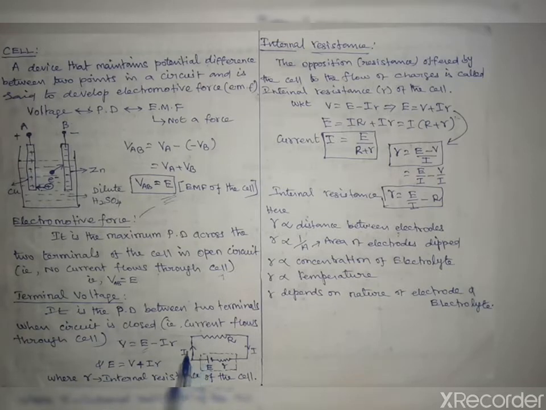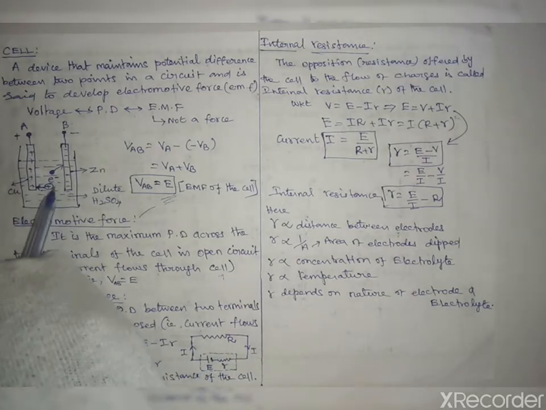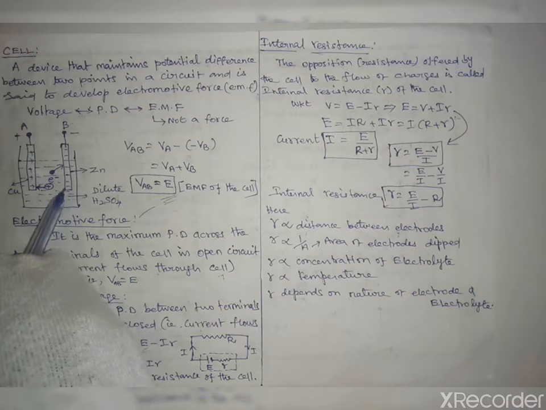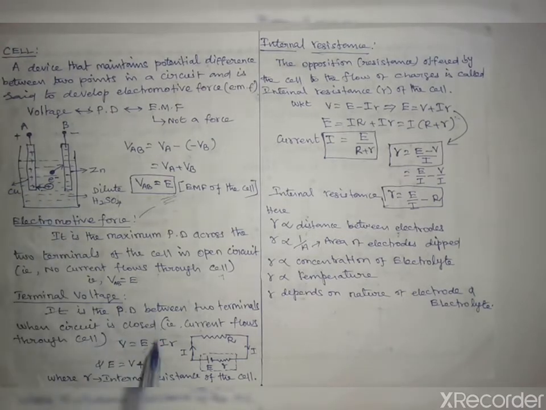Usually positive current flows from the positive terminal to the negative terminal in the external circuit, but inside the cell, current, that is positive charges, will flow in the direction from the negative terminal to the positive terminal. So we have taken minus Ir. So at the same time, the EMF equals V plus Ir, that we can write.